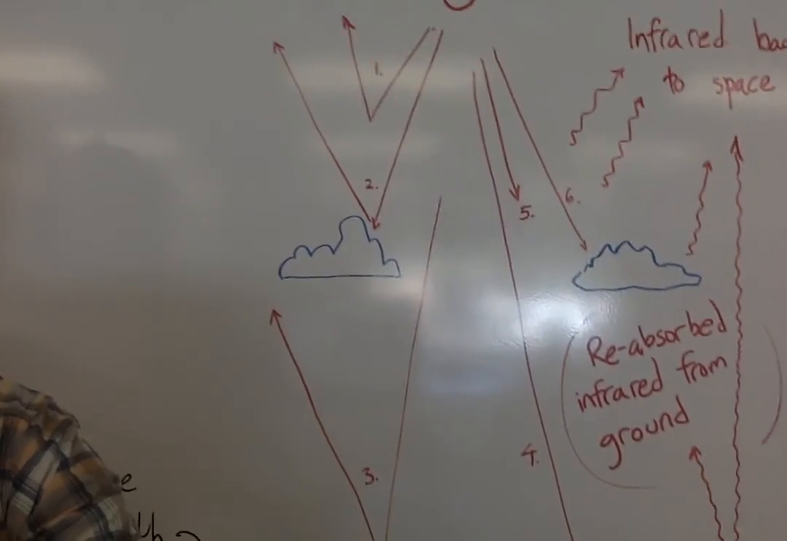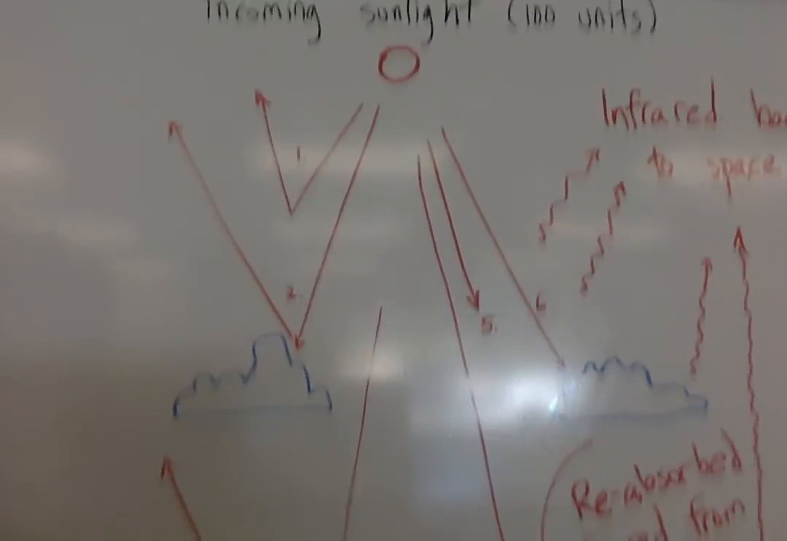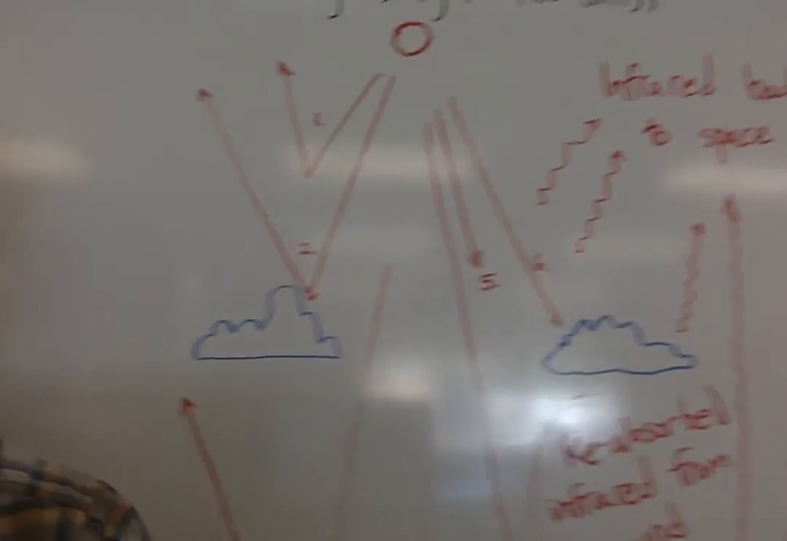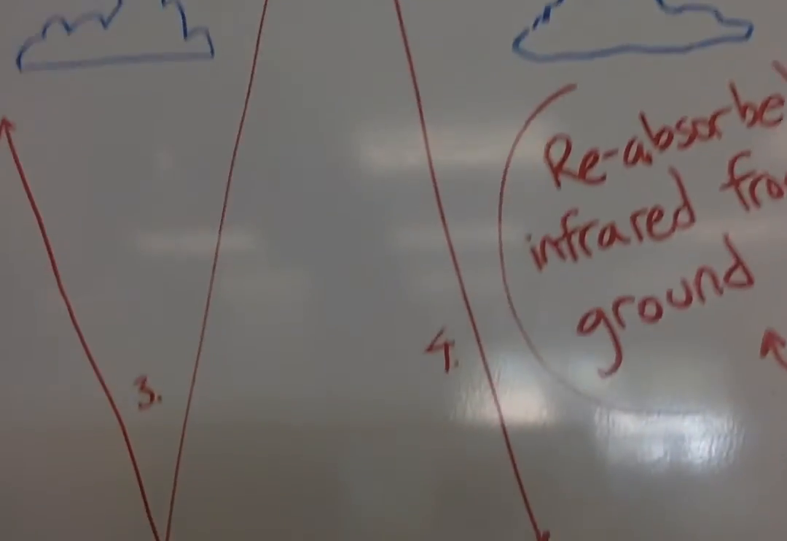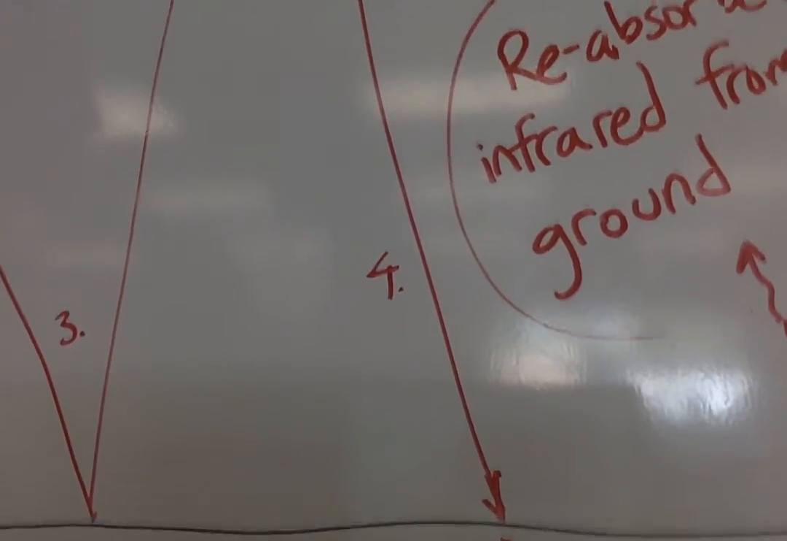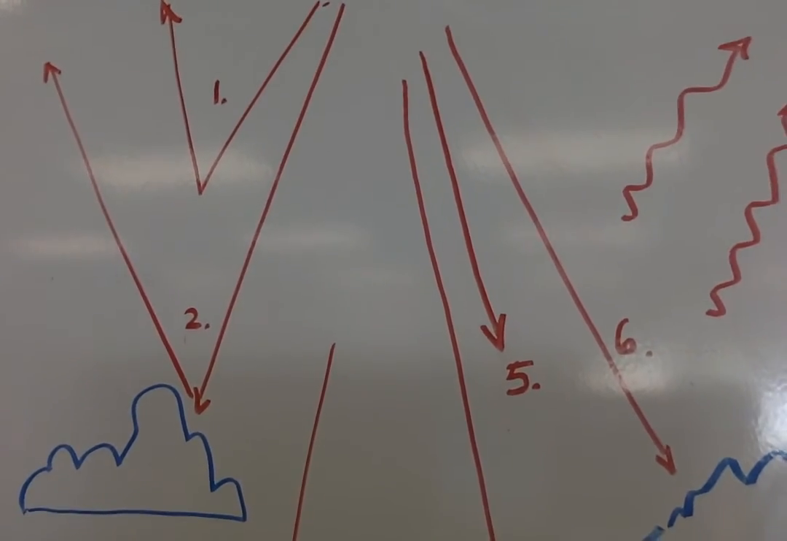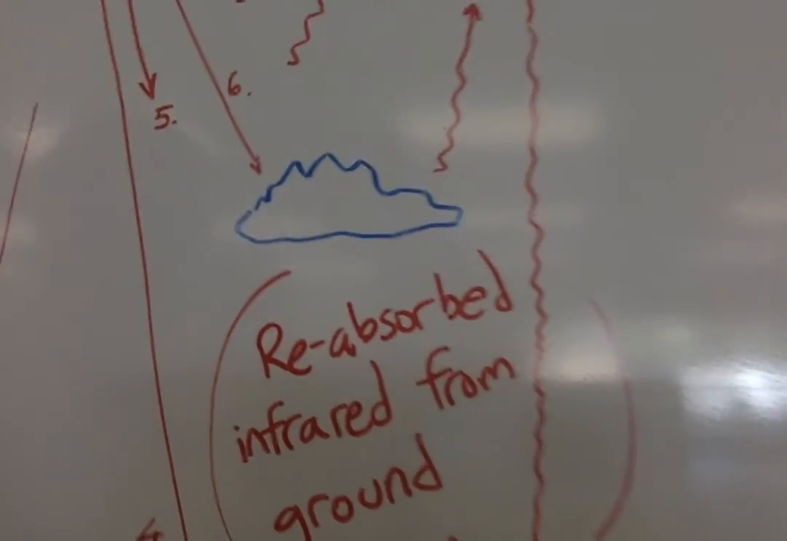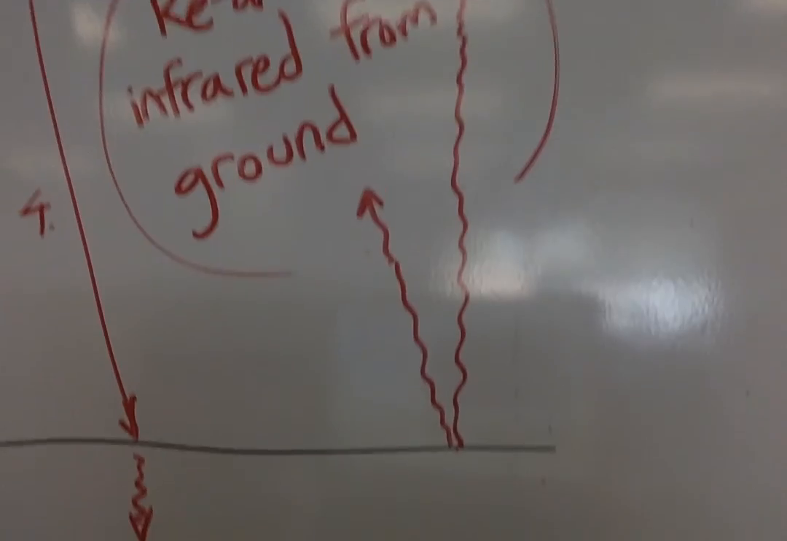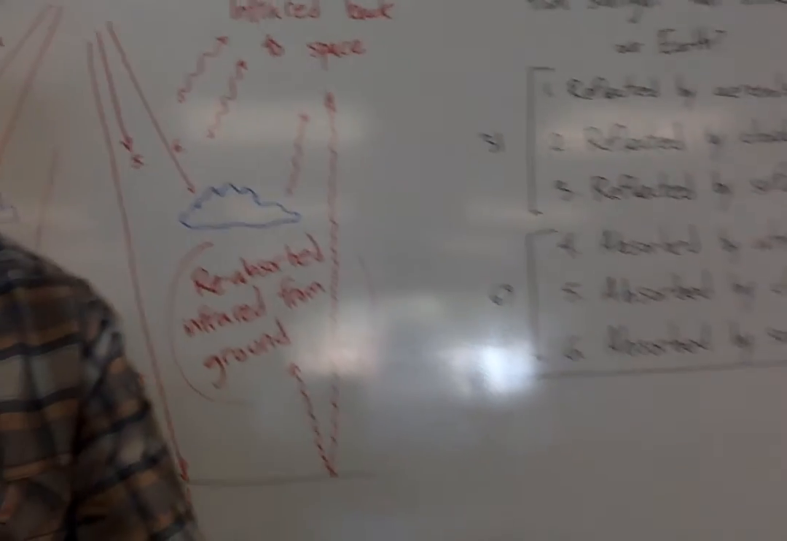So I have these arrows right here. Arrows 1, reflection by aerosols. 2, reflection by clouds. 3, reflection by the ground. Remember, that radiation never got absorbed. It just went right back into space. And then here we have our other possibilities for that radiation being absorbed by the surface of the Earth. 5, it's absorbed by the atmosphere. 6, it's absorbed by clouds. Now remember, it all eventually ends up going back to space, but some of it sticks around enough to warm up the atmosphere.